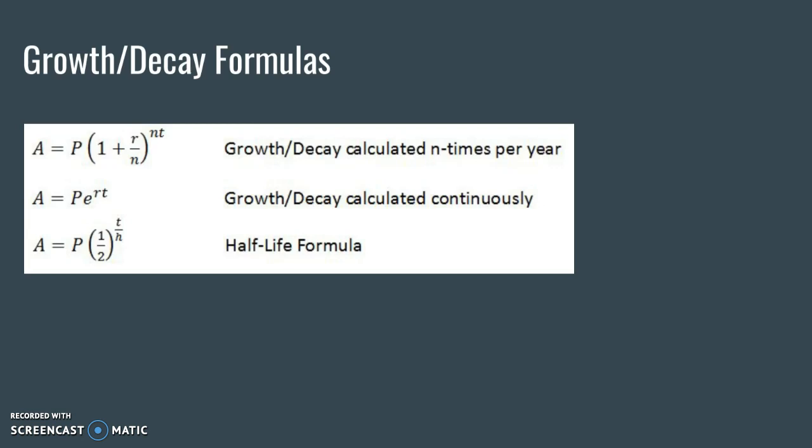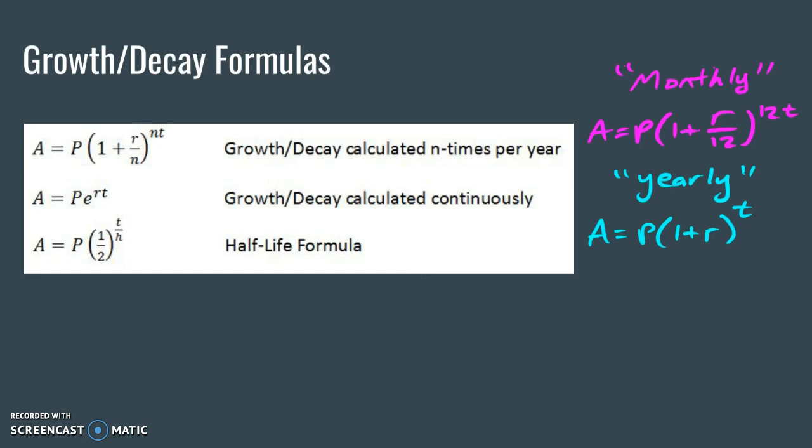The top formula deals primarily with calculating growth or decay at some portion of the year, or maybe just once a year. Two common ways to use this first formula are by calculating monthly growth or decay or yearly growth and decay. If it's monthly, you are calculating your growth or decay 12 times a year, so n would be 12. But if it's yearly, just once a year, then n would be 1, which the n's would then just simplify into the formula, and it would look like they weren't there at all.